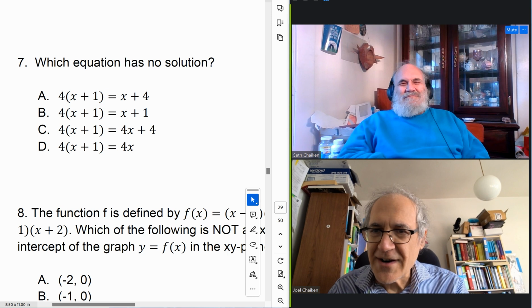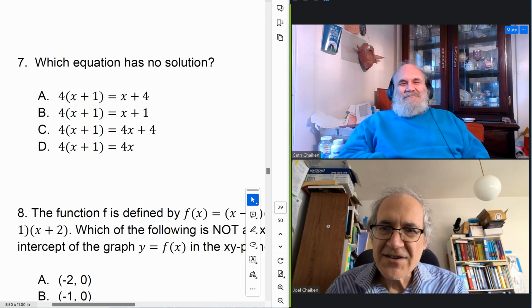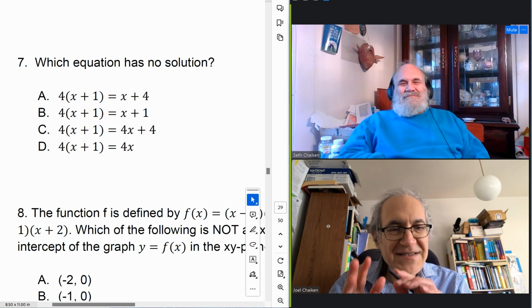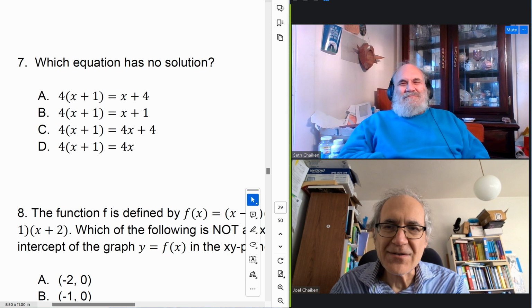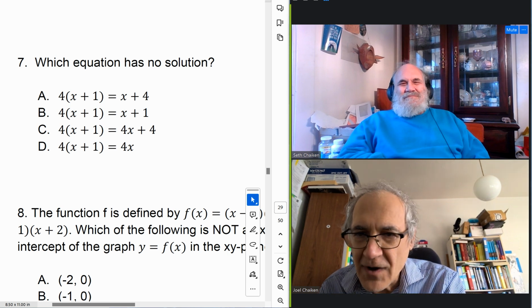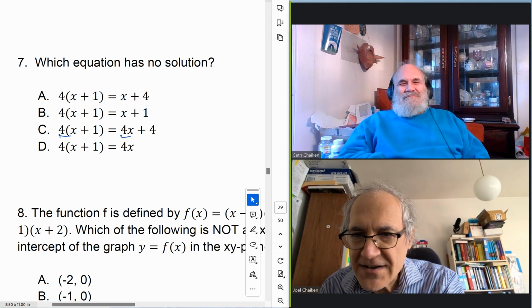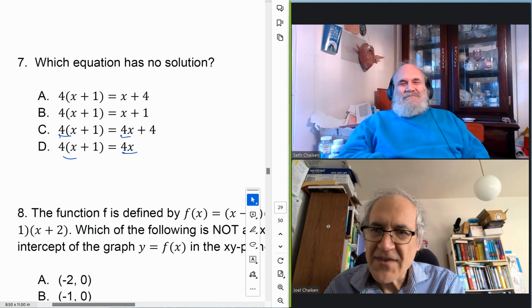Oh, it's one of these equations where there's an x on both sides. So, if there's an x on both sides, you're looking for a case where there's literally the same coefficient and x on both sides, so they cancel. So the only ones are a 4x here and a 4x here and a 4x here and a 4x here. But which one is not true?